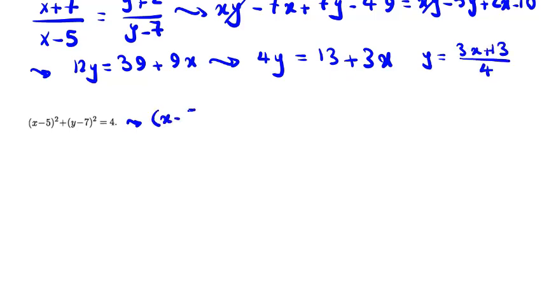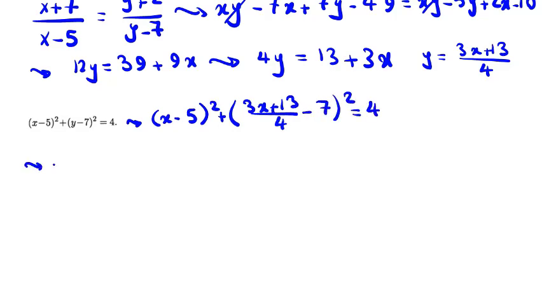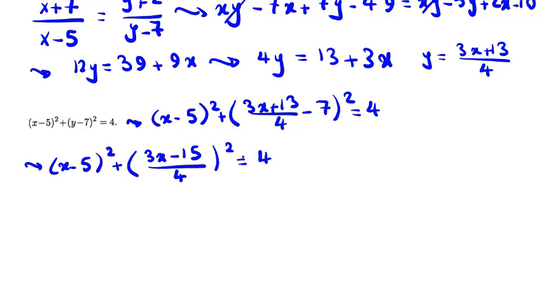And here it will be (x minus 5) squared plus (y, which is (3x plus 13) over 4, minus 7) squared equals 4. Now, we simplify: (x minus 5) squared plus, let's write like this, (3x plus 13 minus 28) over 4, and 13 minus 28 is negative 15, so negative 15 over 4, squared, equals 4.